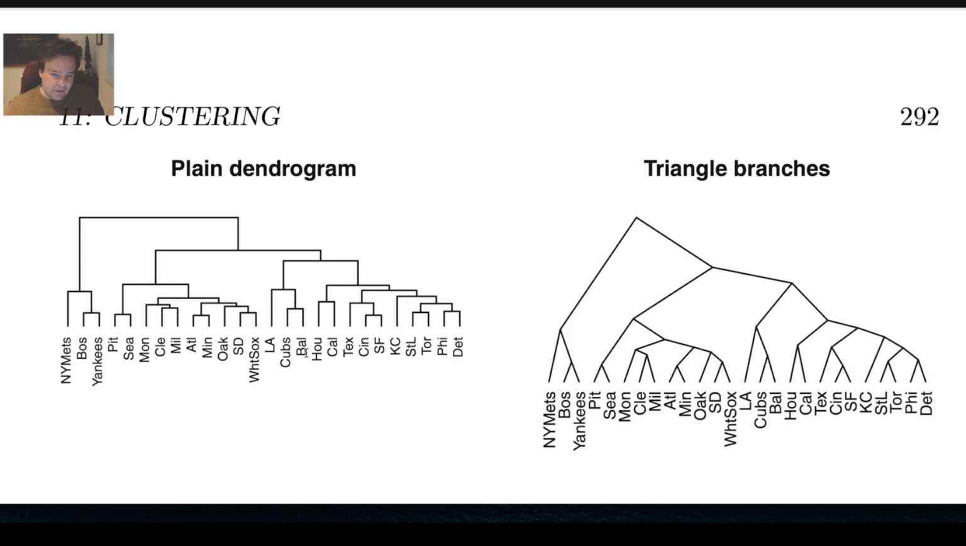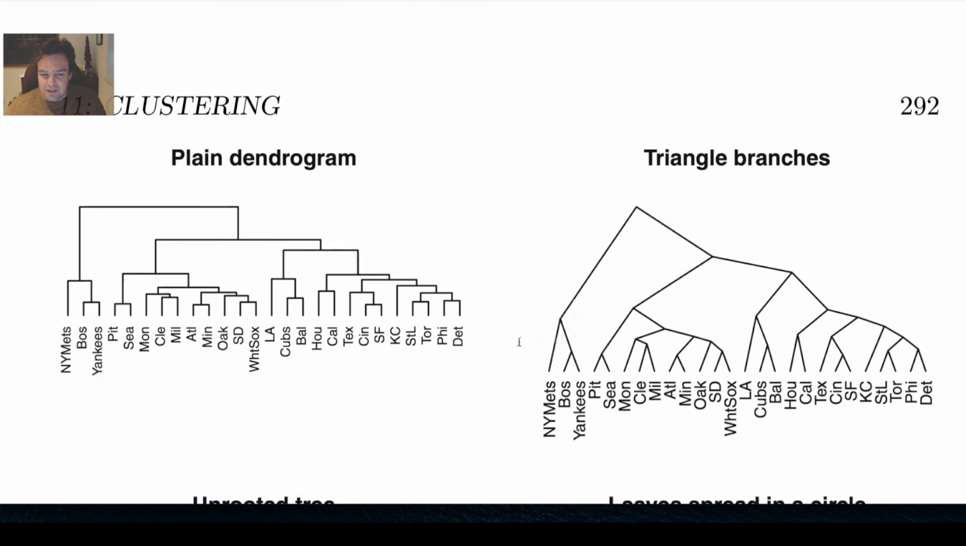And this one, I think these are American baseball teams. I think that's what these are. And these are different types of diagrams for the same data sets. I don't know what this data set is about. I don't know what it's saying about these teams. But I want to draw your attention to the different shapes and stuff here.